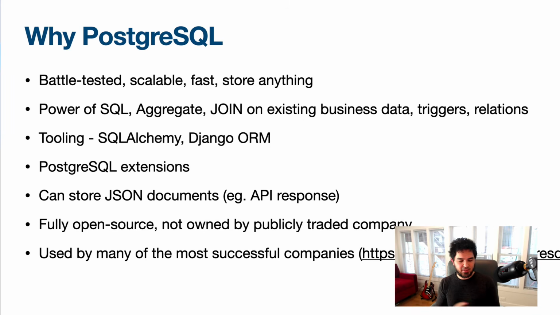I don't feel like I need to say too much about it, but it's battle tested, right? It's scalable, fast. You can store whatever. You have the ability to join data. There's useful aggregate functions. It works well with your existing business data, so there's so much data that's in a relational database already. You can use triggers, stored procedures. You have relationships, and you can preserve referential integrity, all the benefits you get of a relational database, plus you get all the tooling that comes with Python web application frameworks like SQLAlchemy, the Django object relational mapper, right?